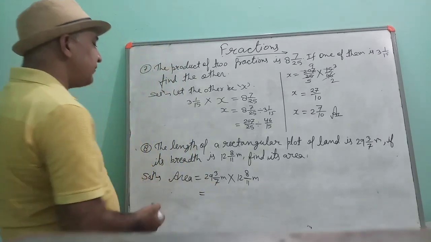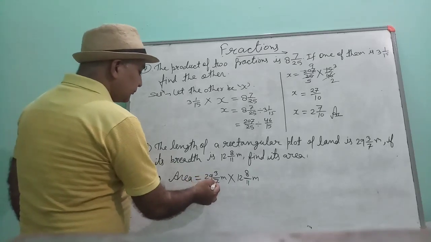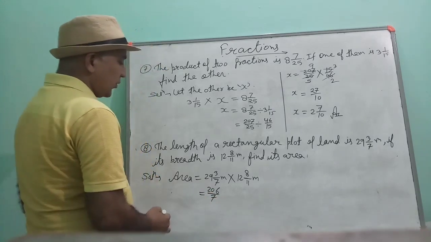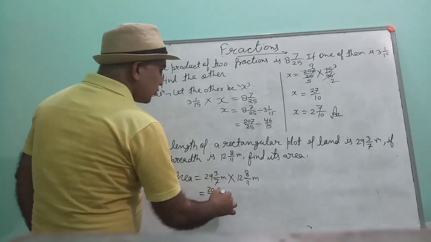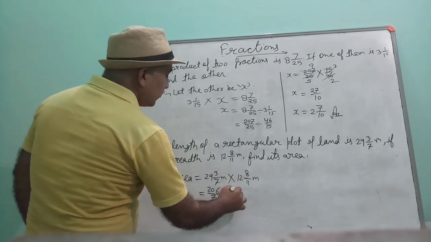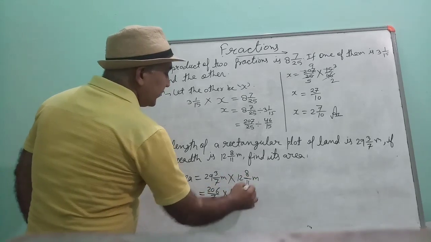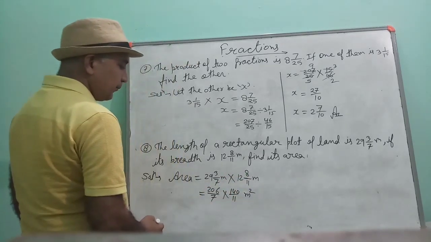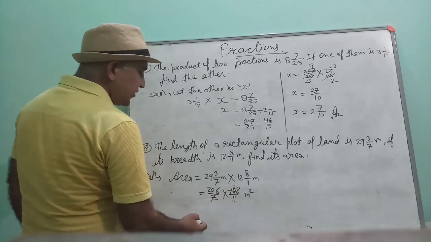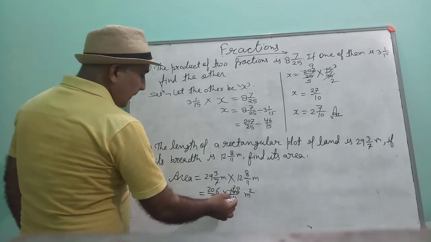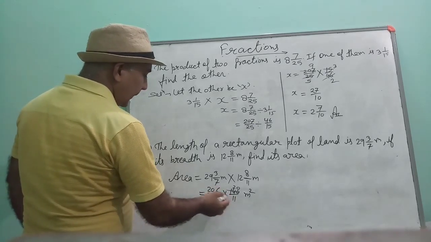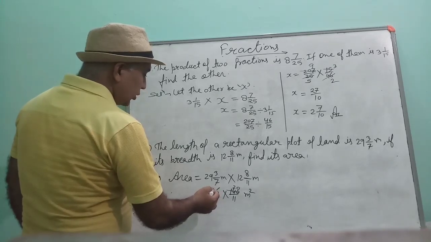First 7 and 29 will be multiplied. So it will be 206 upon 7. Once you will also check the multiplication. 11 into 12, 132 and 8, 140 upon 11. And meter into meter will become meter square. Now 7 can divide 140 by 20 times. Can 11 divide 206? No, it will not be divided.